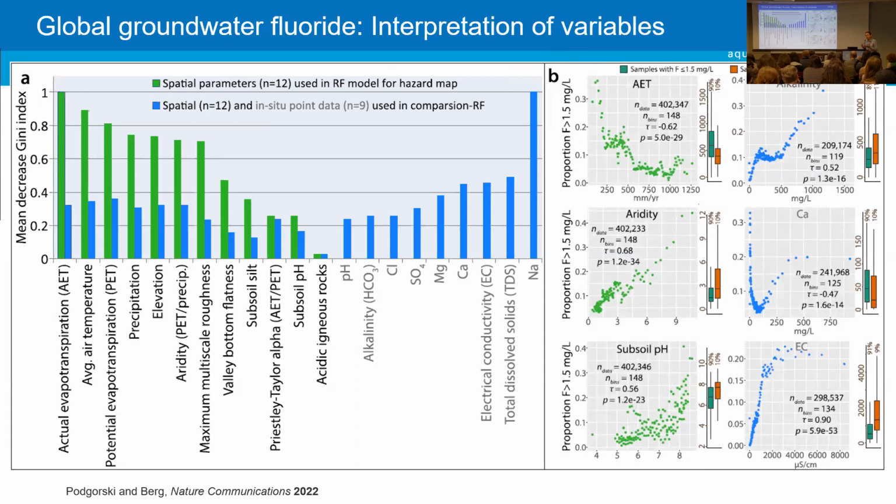One little bit of analysis that can be done with this as well is not only looking at the importance of the variables, but how they affect the model itself. These plots on the right show the proportion of high fluoride concentration for different predictors. On the left are some of these spatially continuous maps, the environmental parameters: actual evapotranspiration, aridity, subsoil pH. We see some pretty strong relationships. And then looking at these in situ parameters, for example alkalinity, calcium, and electrical conductivity, we see very, very strong relationships.